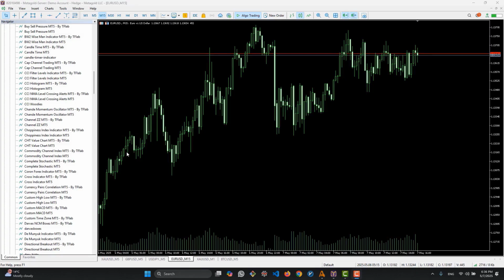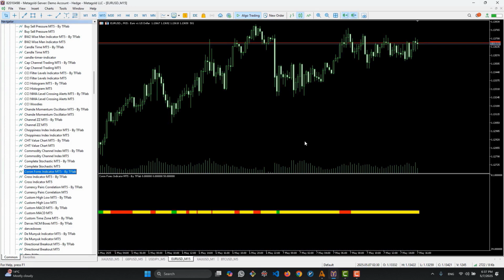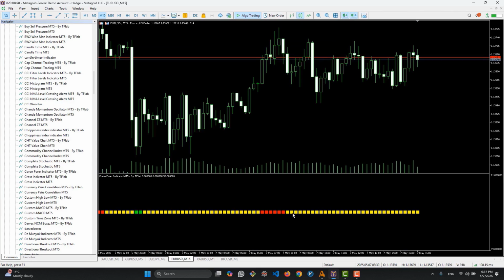Hello, in this video I will be reviewing the Coron Forex indicator on the MetaTrader 4 and MetaTrader 5 platforms. This indicator can identify the beginning of trends for us, and it can also pinpoint ranging areas in the market in such a way that when this indicator is yellow, it indicates the ranging areas of the market.